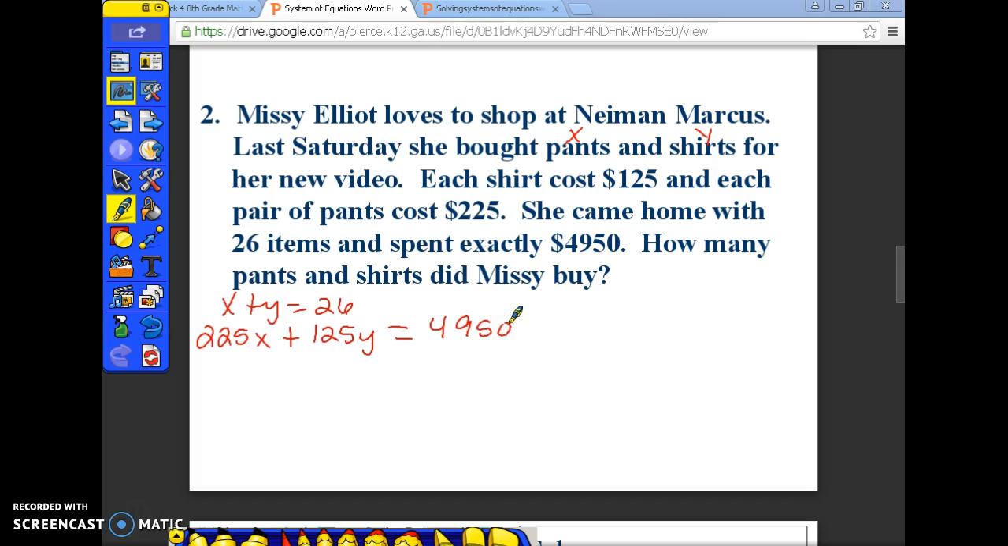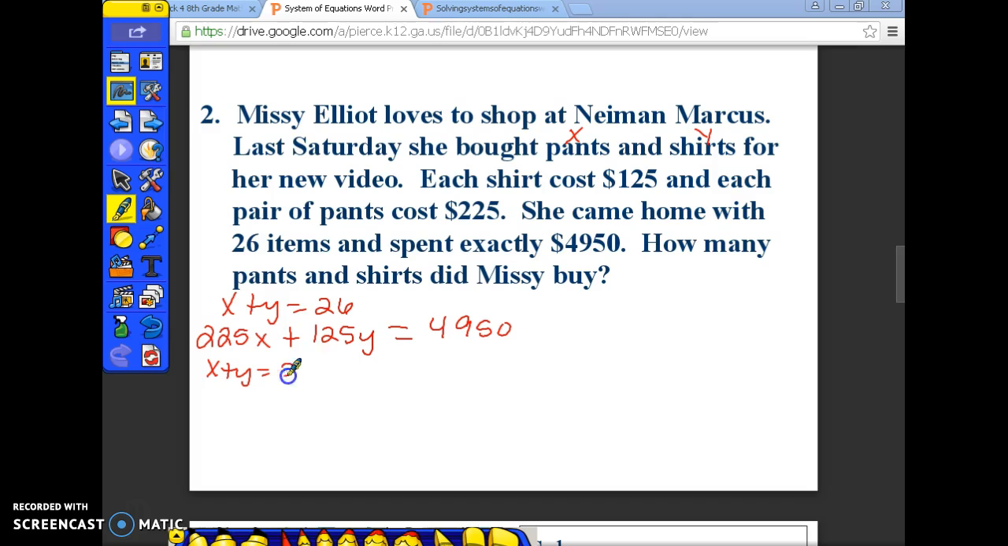Now that I have my two equations, I have my system. I can solve using either elimination or substitution. In this situation, I would recommend using substitution. Alright, so I need to isolate a variable. It does not matter which one. Just pick one that has a coefficient of 1 or negative 1.